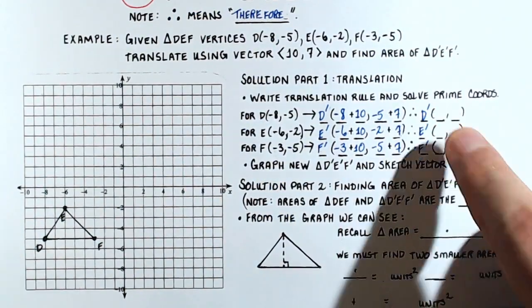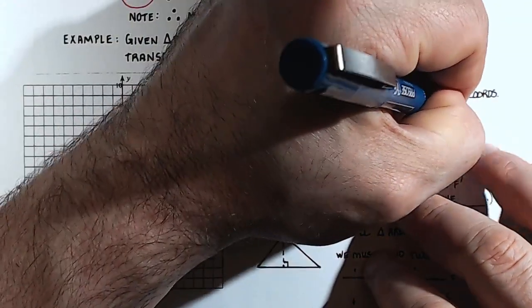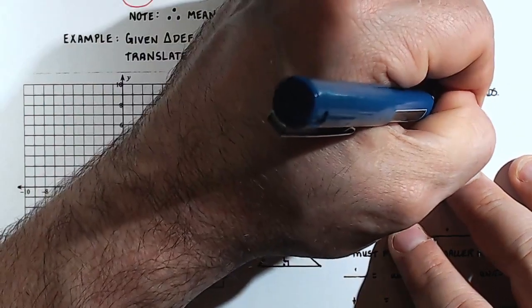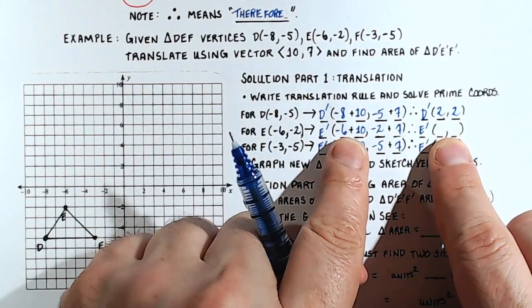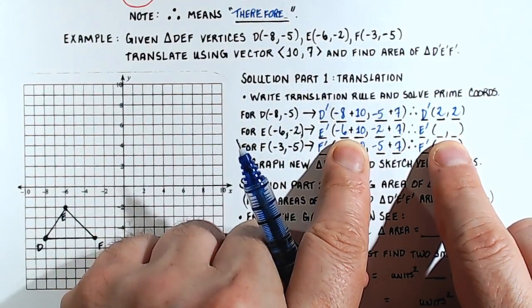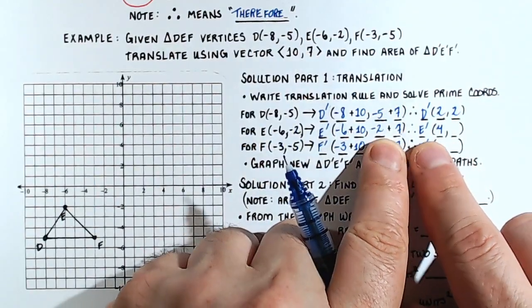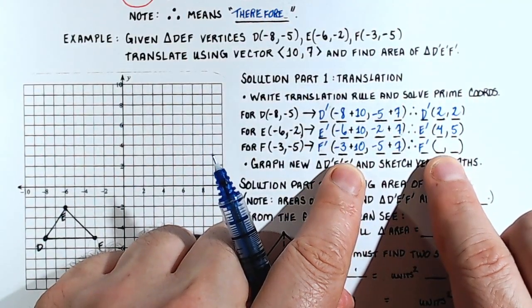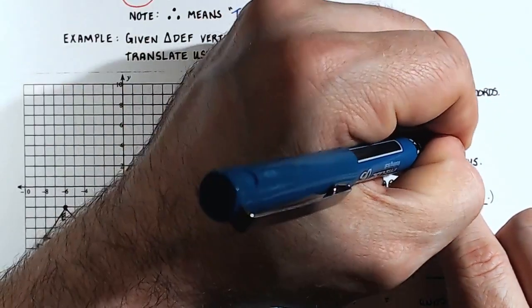D prime will be located at -8 + 10, which is +2, and -5 + 7, which is +2. So D prime is located at 2, 2. E prime is located at, the x value would be -6 + 10, that's +4, and the y value of E prime is -2 + 7, and that's +5. For F prime, the x value of the image would be -3 + 10, which is +7.